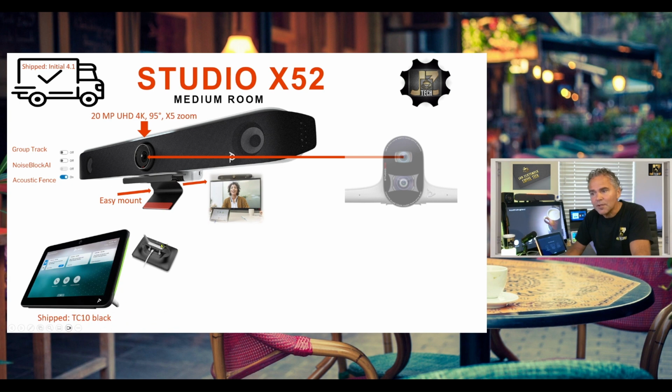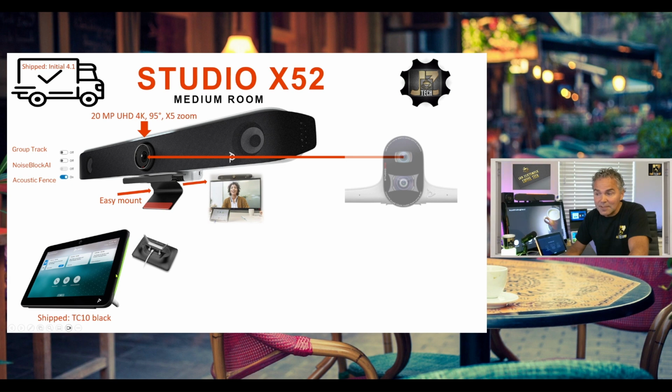Now, what is good to know is the X52 comes along with the TC10, which is also now Teams certified, by the way. So I will show you that also a bit later on. The Black Edition comes along. If you want to have the White Edition, you need to order probably the X52 separately and order the TC10 separately as the White Edition.